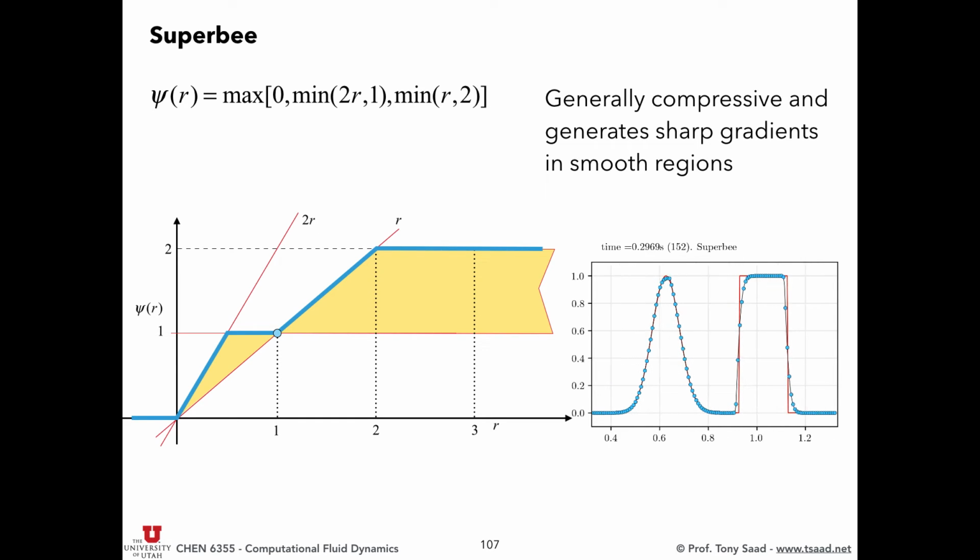So this is what happens with Super B. And in smooth regions, it can start generating sharp gradients like what you see over here. Although this is smooth, it started generating a sharp gradient. So if you apply this on a sine function, you're going to see it steepen a little bit, okay? Or in 2D, it's going to turn into little squares, okay?